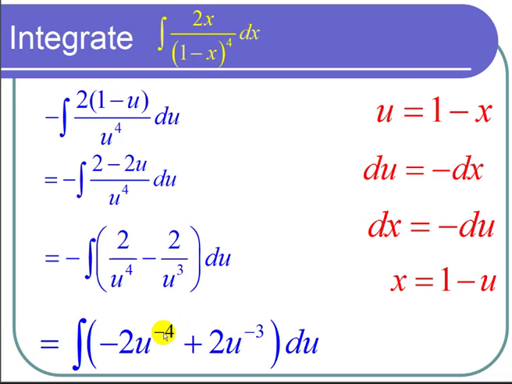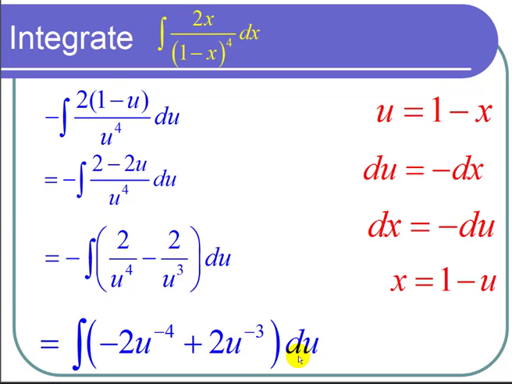So the next step, I'm going to multiply this negative through, and I'm also going to turn these fractions into exponents. And I could rewrite this integral as the integral of negative 2u to the negative fourth. Remember, a negative exponent brings it downstairs. And then plus, because of a minus, 2u to the negative third power du.